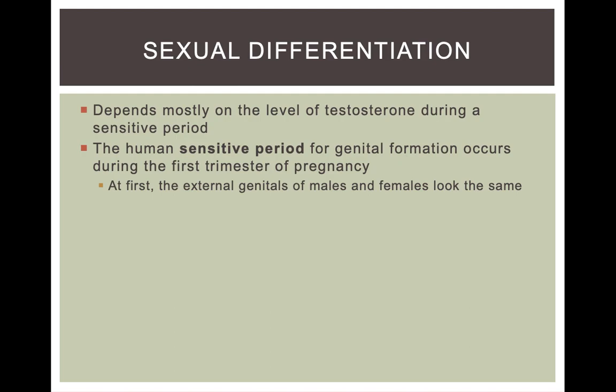Now, this is going to depend mostly on the level of testosterone that's released during the sensitive period. And the sensitive period is usually the first trimester, which is 1 to around 12 weeks of pregnancy. So at first, the external genitals of males and females look the same. They're undifferentiated. But it's that sensitive period that we start to see that switch flip, and the biological sex of the fetus starts to actually develop.